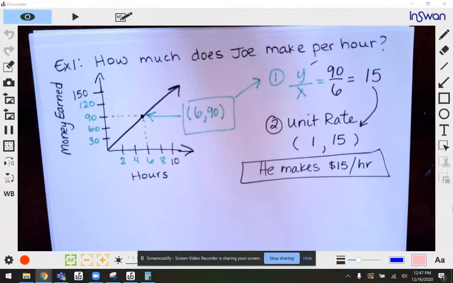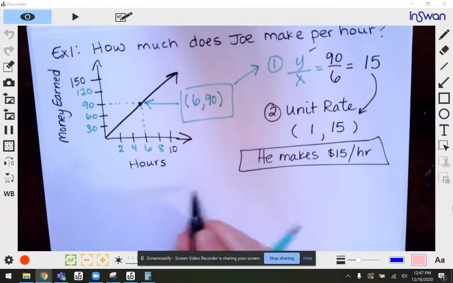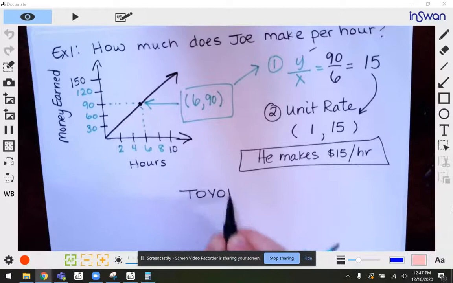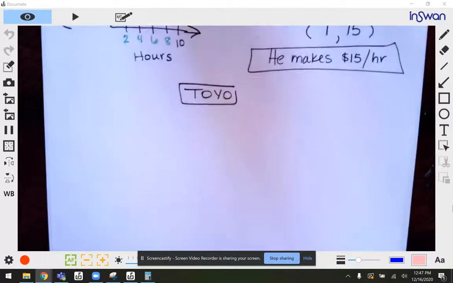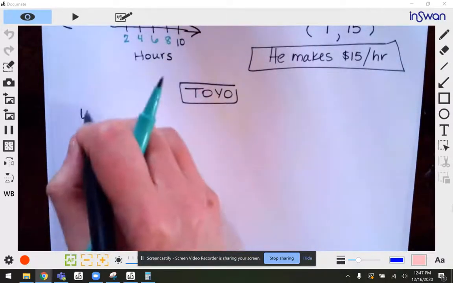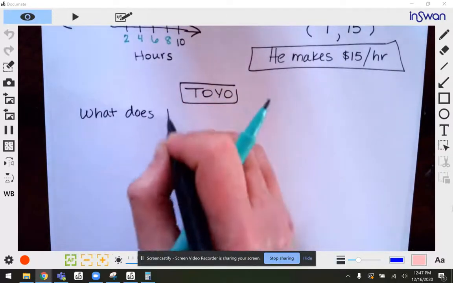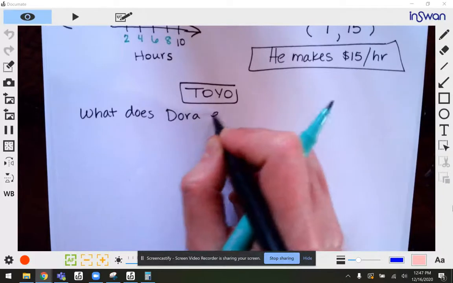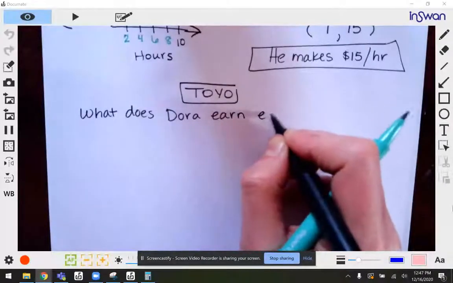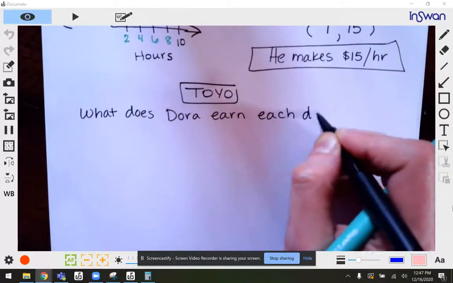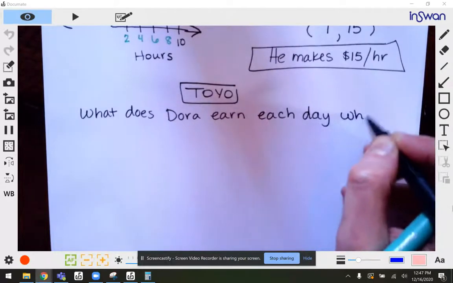Okay, let's try one on your own. So what does Dora earn each day while pet sitting?